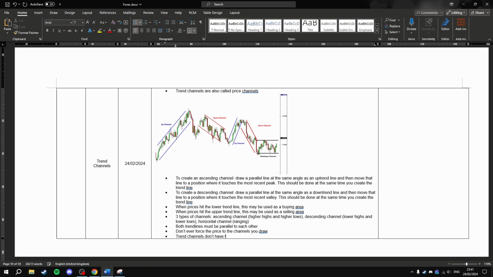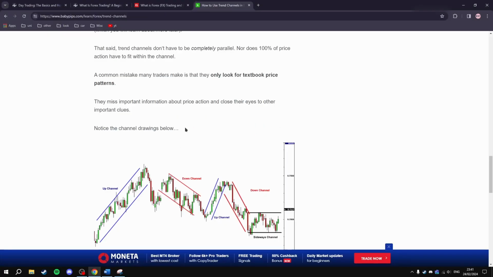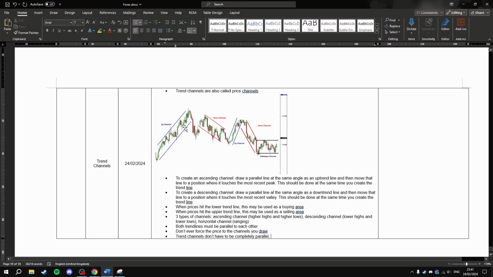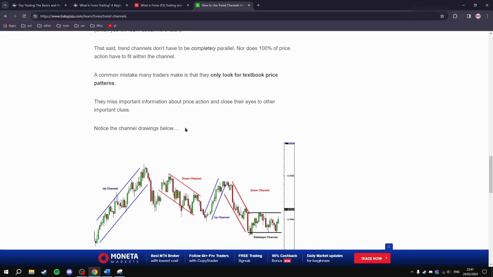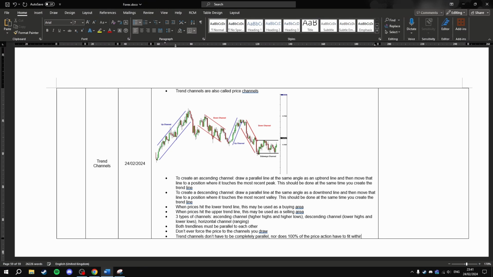Trend channels don't have to be completely parallel, nor does 100% of the price action have to fit within the channel.